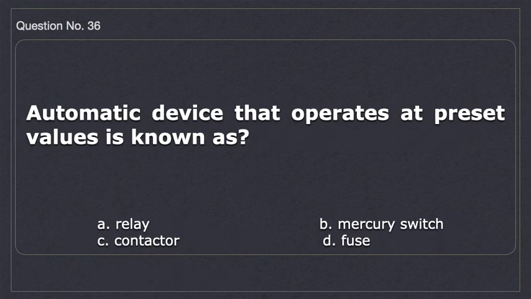Question number 36. Automatic device that operates at preset values is known as A. relay, B. mercury switch. C. contactor, D. fuse. Answer A. relay.